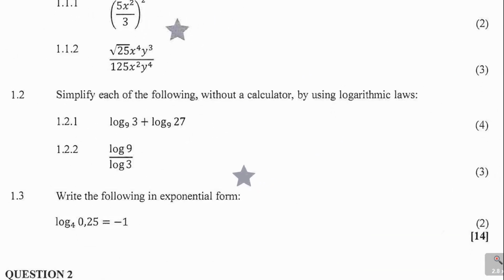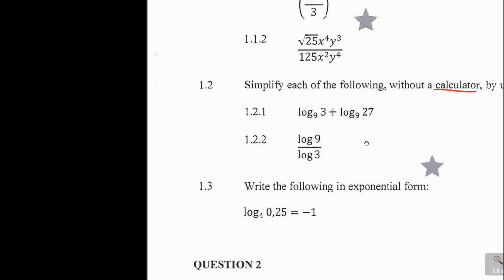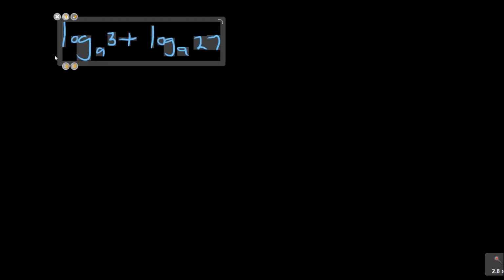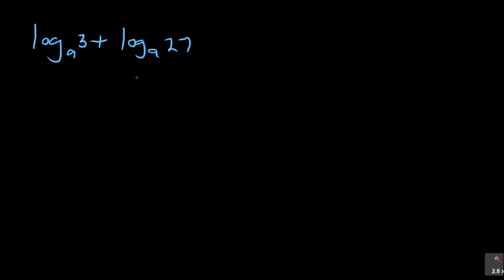Next one, say 1.2. Simplify each of the following without a calculator. Again, don't use the calculator, but what you're using is logarithmic laws, logs. Look at this, 1.2.1. Let me bring it in. 1.2.1 says you are given log base 9 of 3 plus log base 9 of 27. Not complicated. Actually, I think this question was more of a given to me. They made it 4 marks or so, but I think it was a good question.